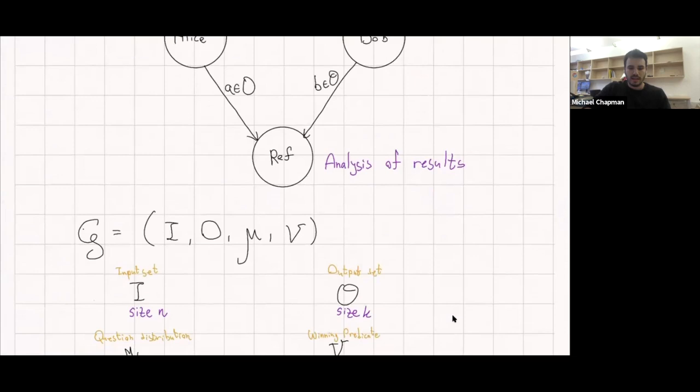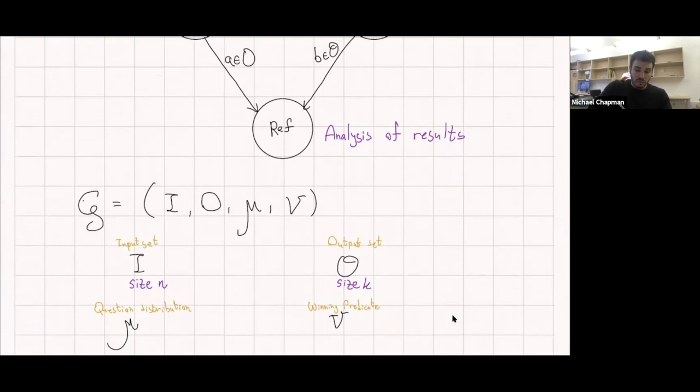What is actually the data that we need to define this game? We need two finite sets, the input set and the output set. We need some question distribution. There are some cases where we do care about the actual procedure that the referee does, but for this talk, the only thing we care about is the distribution of questions that the referee sends to the players. This is just mu, a probability distribution over I cross I.